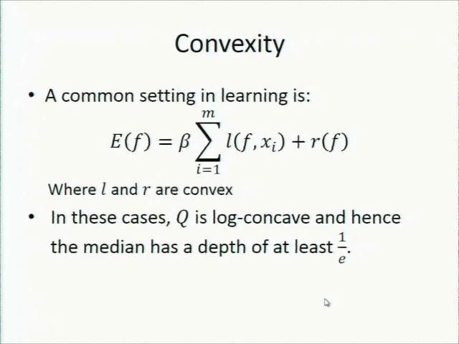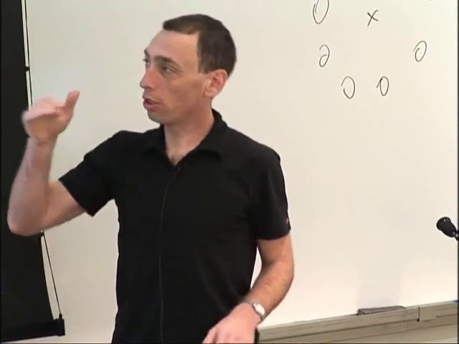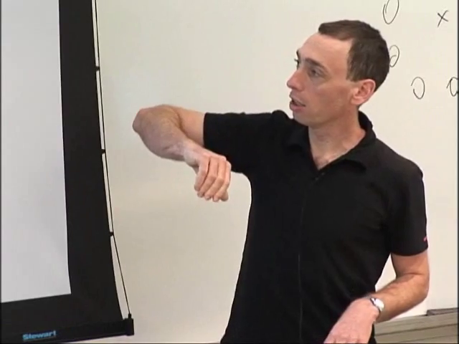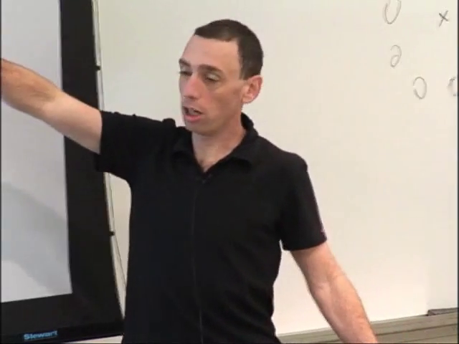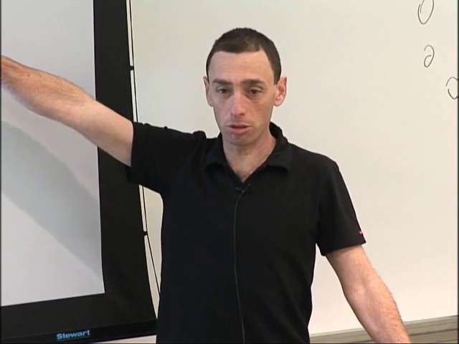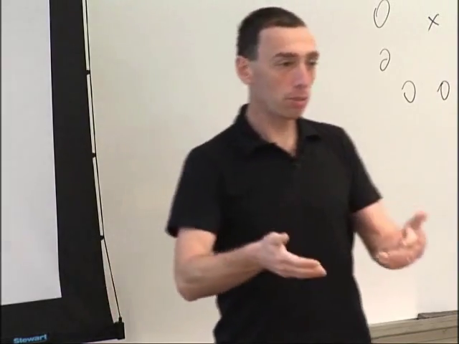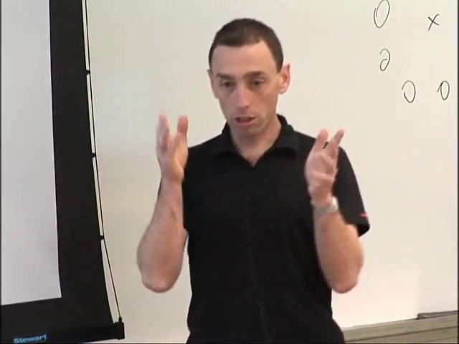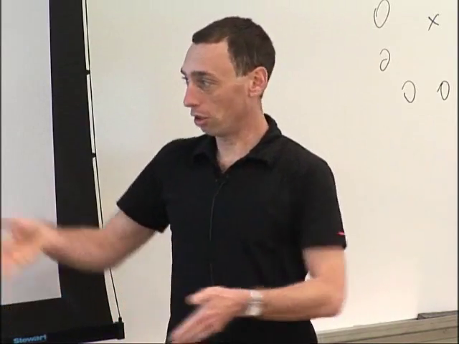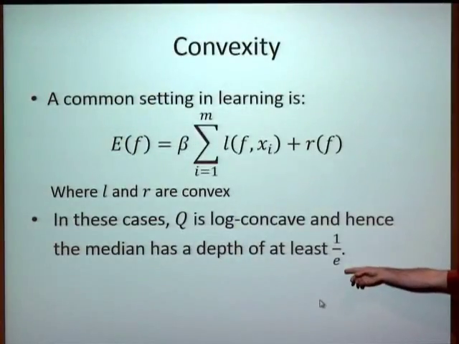If we go back to the beginning of our discussion, we said many learning algorithms look like that. The energy function looks like that, and we actually like the loss function to be convex and the regularization term to be convex, which means that the energy function is convex, which means that Q is log concave. So in many of the cases which we really work with, our posterior belief is log concave, and therefore we are guaranteed to have a deep function, a function with a depth of at least 1 over e.